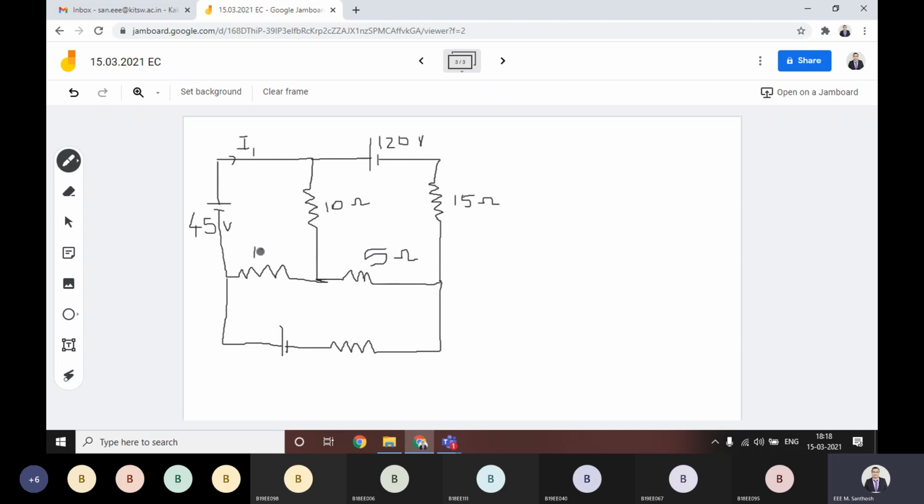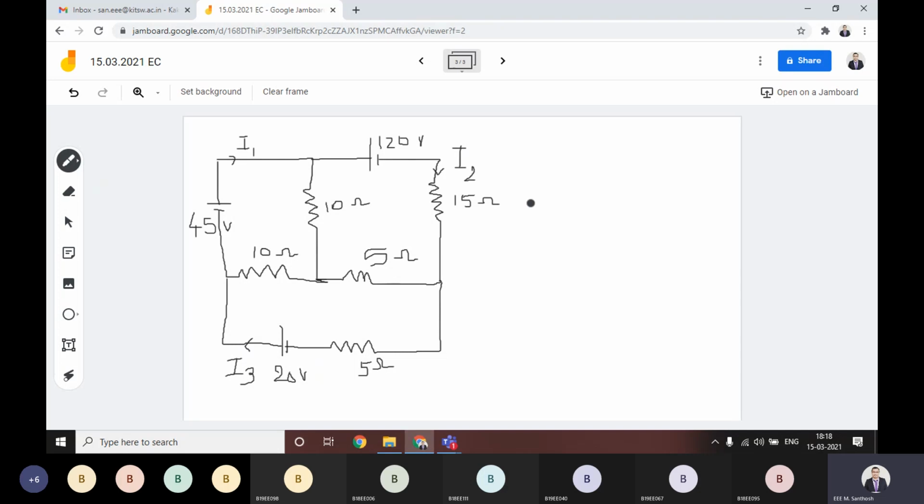This is 10 ohm, and the voltage, sorry, is equal to 20 volts. This is 5 ohm. The current in this loop is I3, and in this loop is I2.